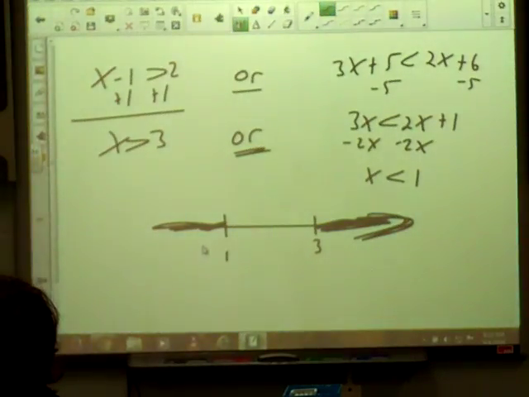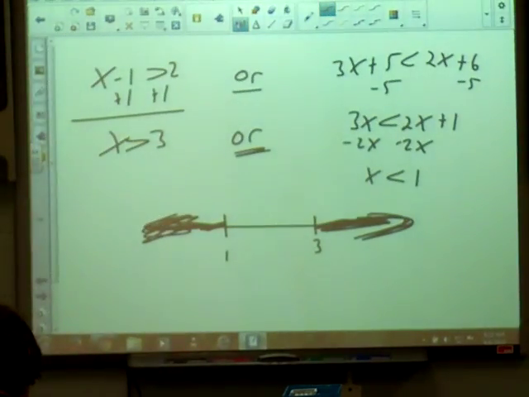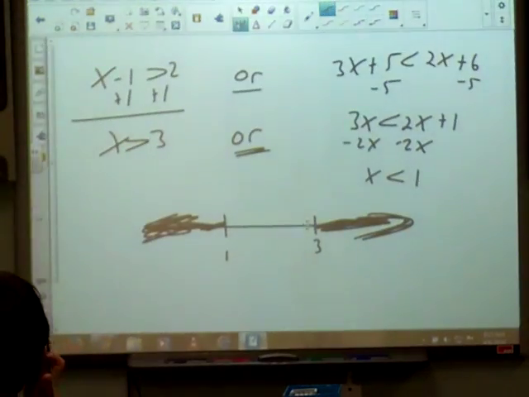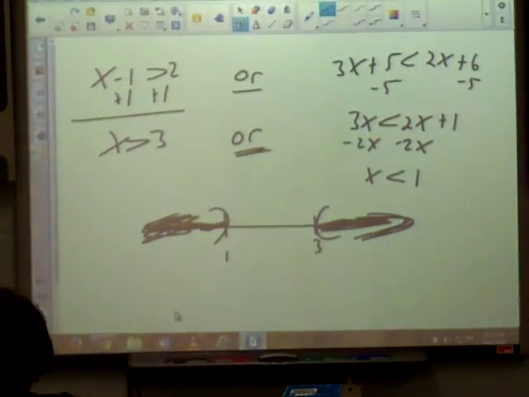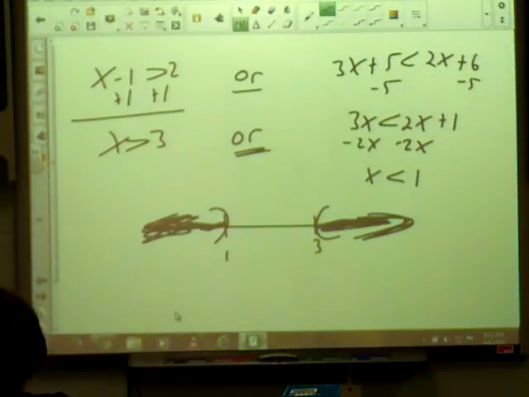What kind of marks go on my 1 and 3? Parentheses, good. Alright. All because that was an or. Now, if it were an and, we couldn't be both of those, so that's when we would be no solution. But an or is good.